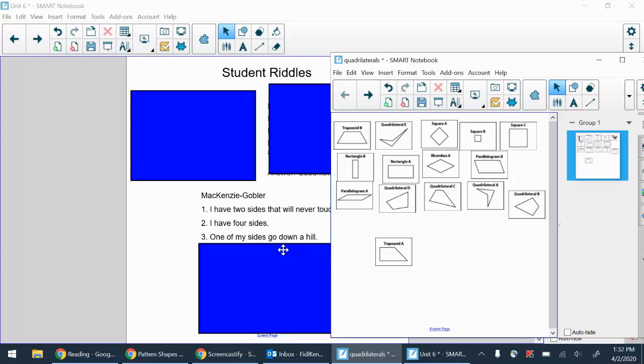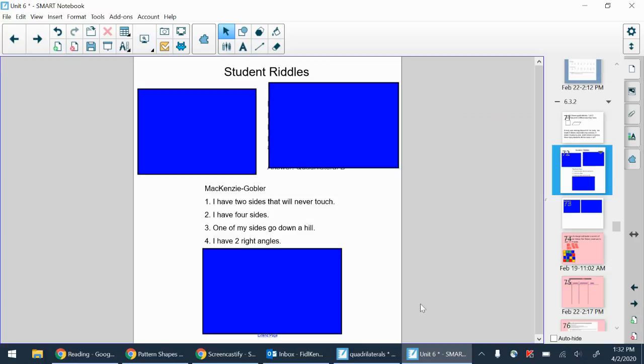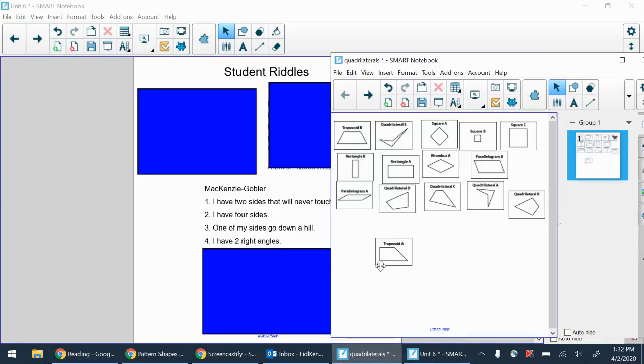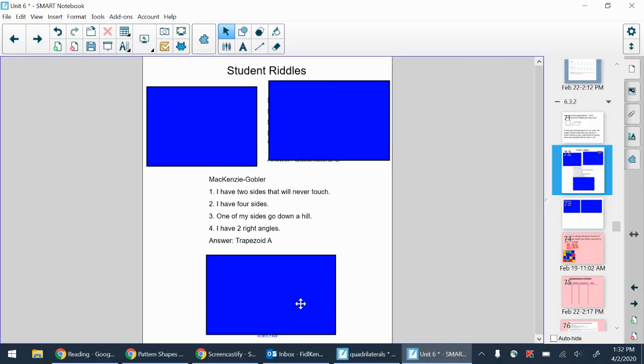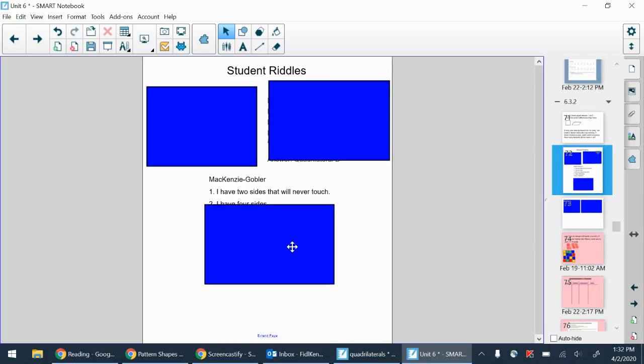All right, I'm going to look at the last attribute and see if it matches trapezoid A. I have 2 right angles. Does trapezoid A have 2 right angles? It most definitely does. Is it trapezoid A? Yes, I got it right. All right, that was another great riddle, McKenzie.